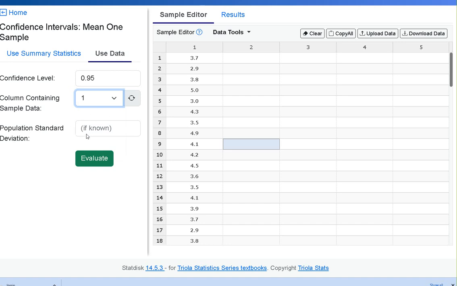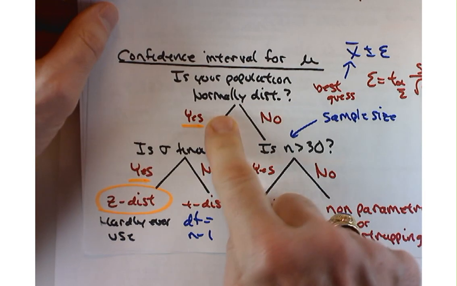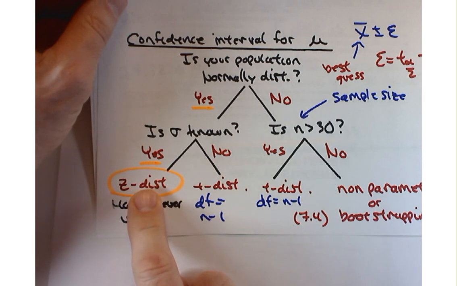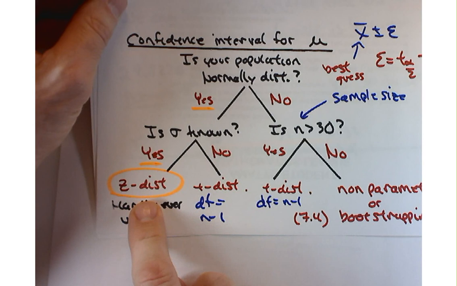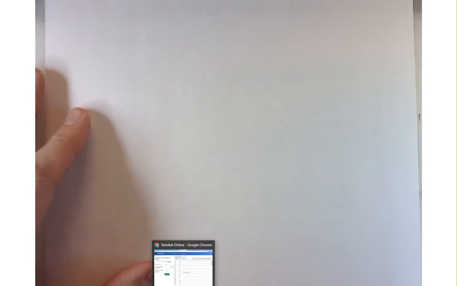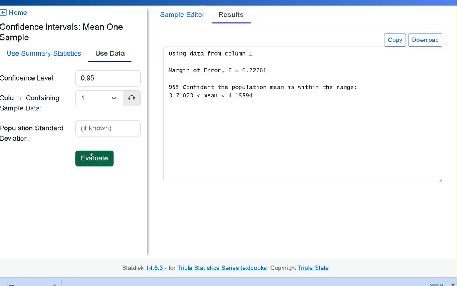We don't know what the population standard deviation is. That's okay. We didn't expect that. That would actually lead us to a Z distribution. If we had normally distributed data and we knew what sigma is, then StatDisk would be programmed to actually use the Z distribution. But you should not really end up there. It will make a difference to your answers, so make sure that you don't put in the population standard deviation. It's column 1, click evaluate.